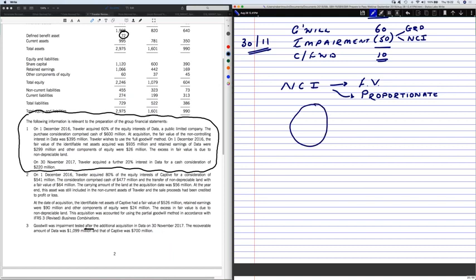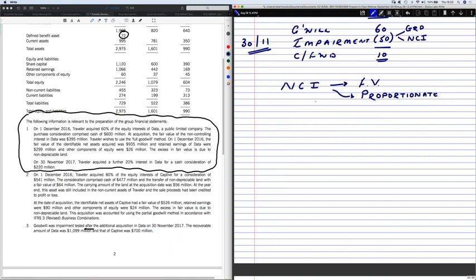That is 100%. That is a policy where the NCI is measured at fair value. Because where the policy for the NCI is fair value, we calculate the full goodwill. We calculate 100% of the goodwill.